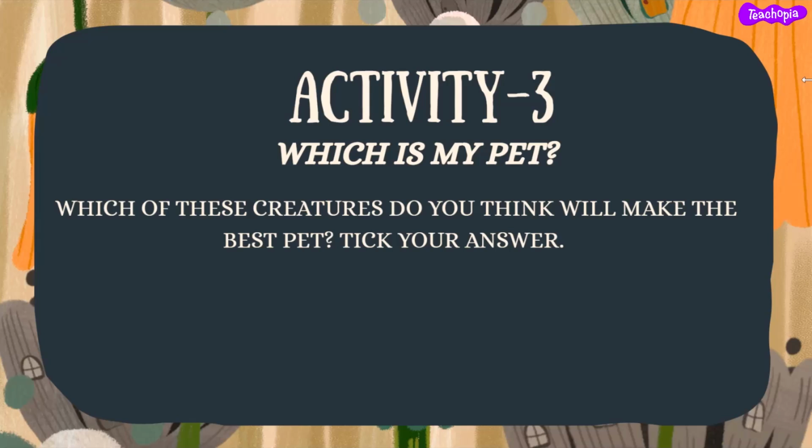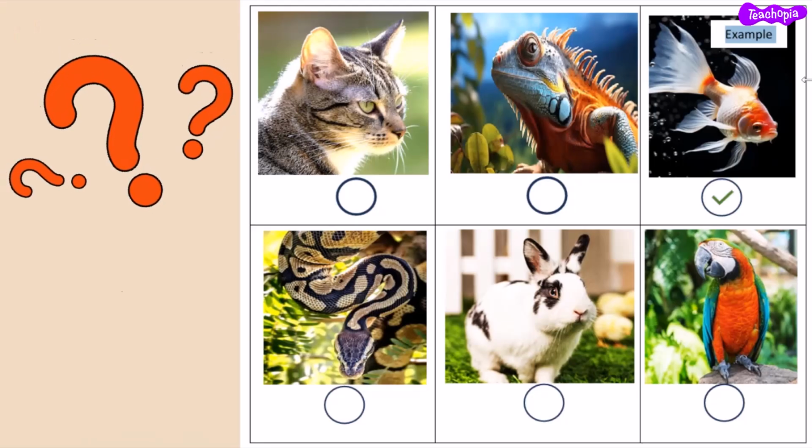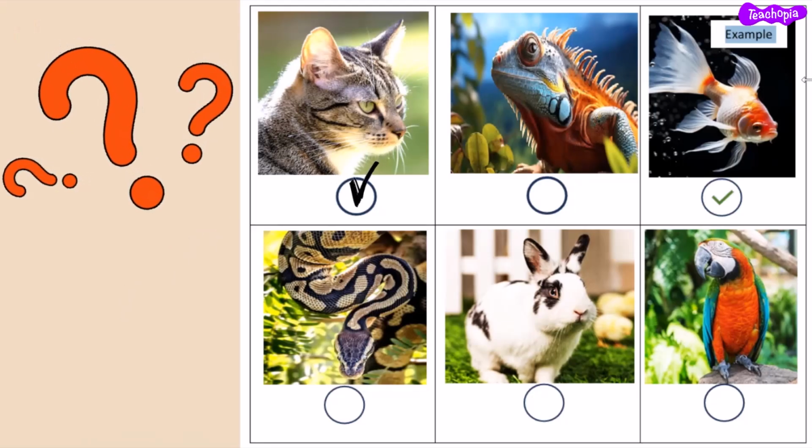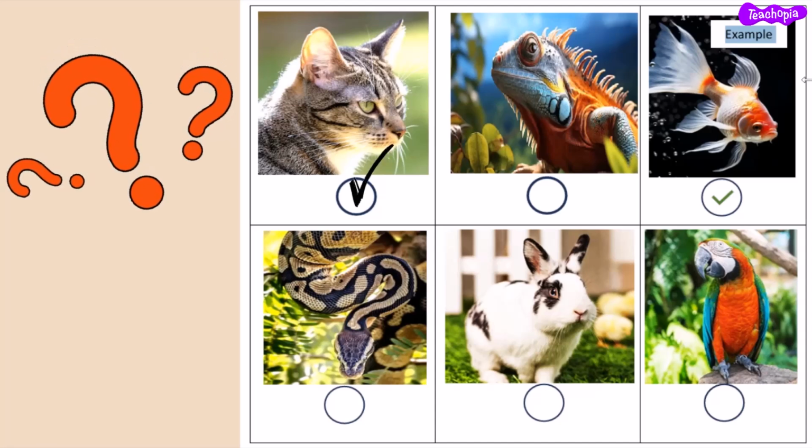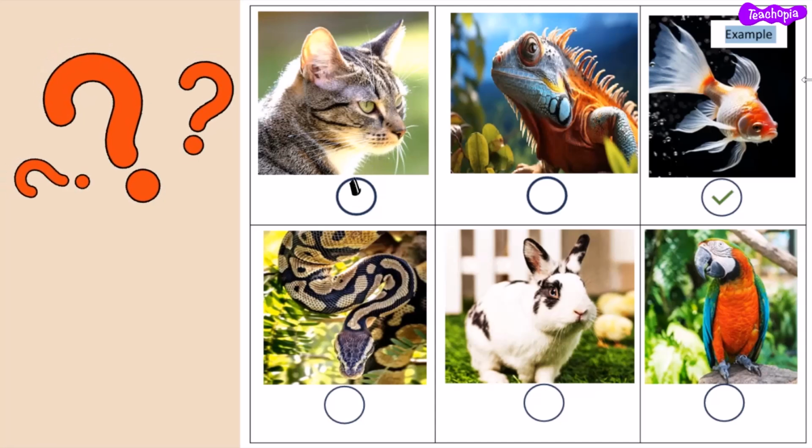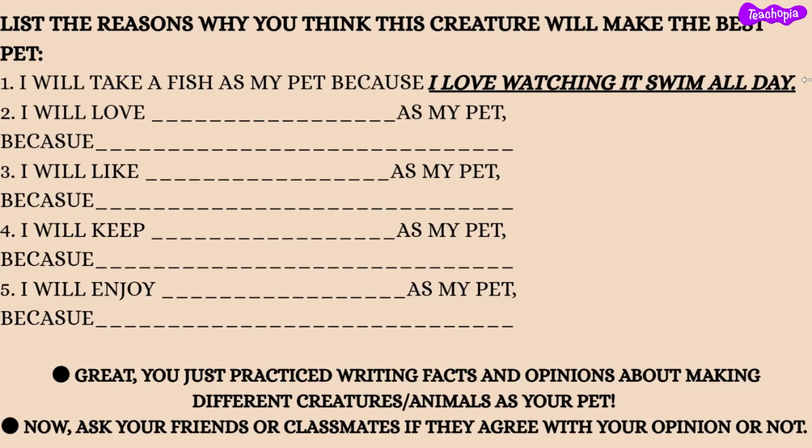So here what's happening is we are going to talk about pets. Which animal would you like to keep as your pet? A dog, a cat. So the students can pick the animals that they can keep as pets. And then moving on to the next activity where they have to list the reasons why they think that this animal will make the best pet.